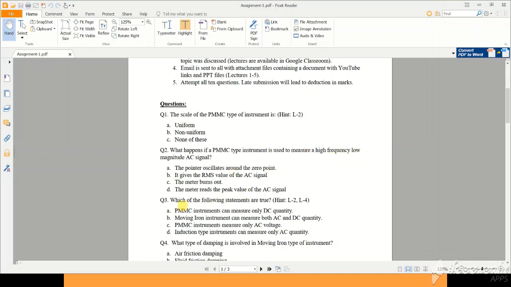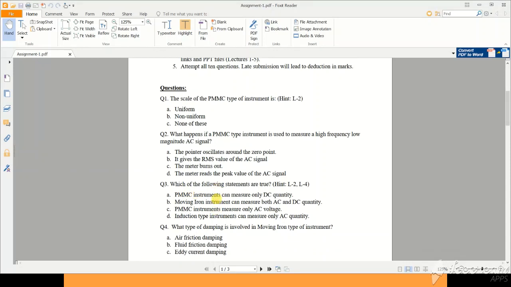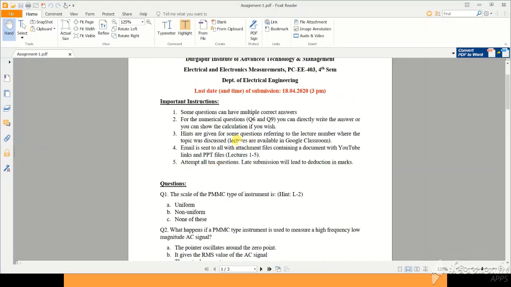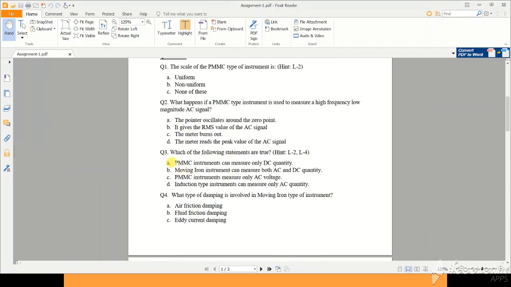Question number 3: which of the following statements are true? Many of you have made mistakes here, some of you have given correct answers. Multiple answers can be right, as I have mentioned here. So A is right, PMMC instrument can measure only DC quantity. B is also right, moving iron instrument can measure both AC and DC. C is wrong, PMMC cannot measure AC. And D is right, induction type instrument can measure only AC.